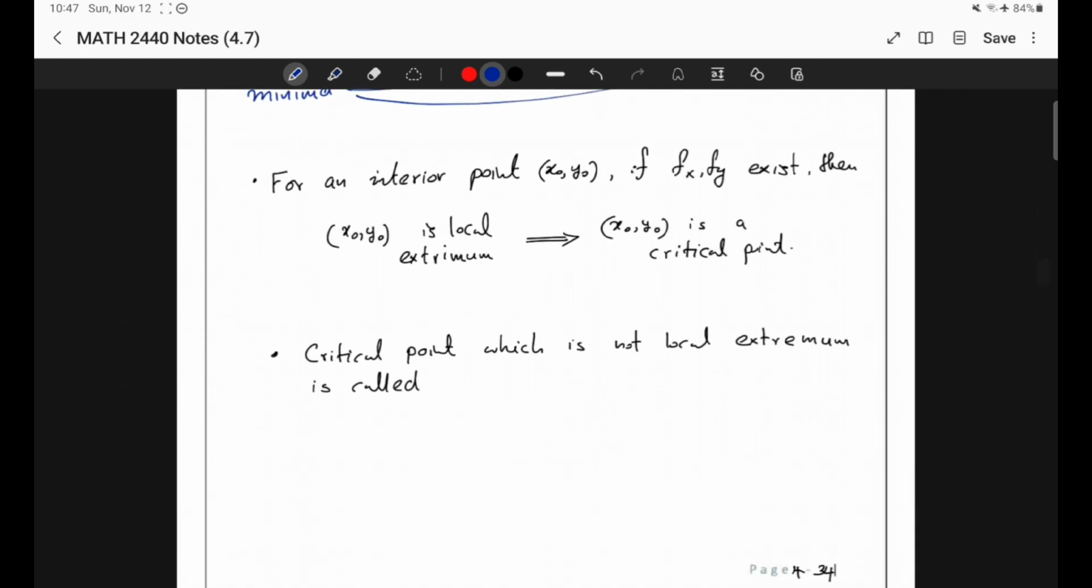Now, if we have an interior point x0, y0, with the partial derivatives f sub x and f sub y, then that point is a local extremum implies that point is a critical point. Now what this does is, to find local extremum, you should start by looking for critical points, because all the local extrema are critical points.